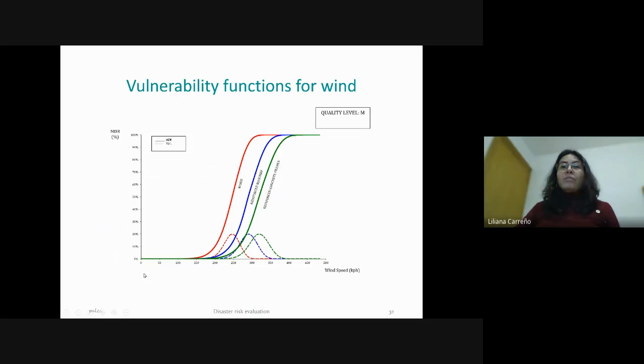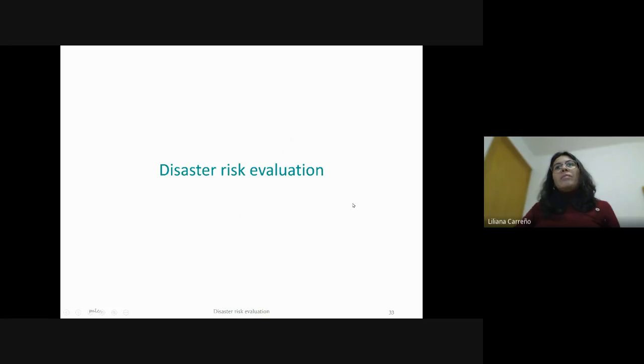In the case of wind, the intensity measure is the wind speed. And here you have the mean damage ratio. And here you have the vulnerability functions for different typologies: wood frames, reinforced masonry, and reinforced concrete frames. With all this information identified, I can now evaluate the disaster risk.